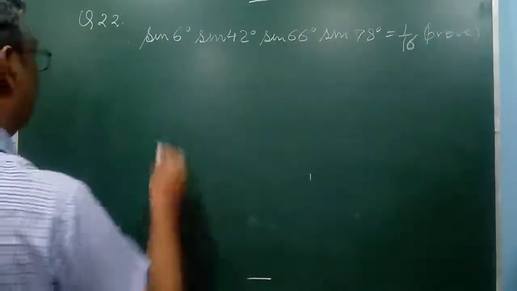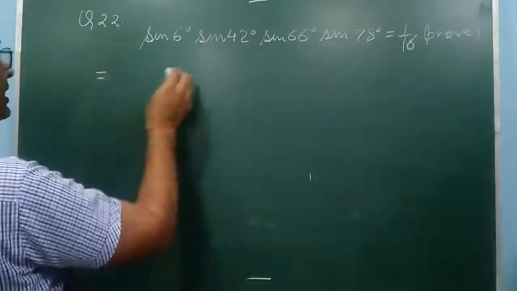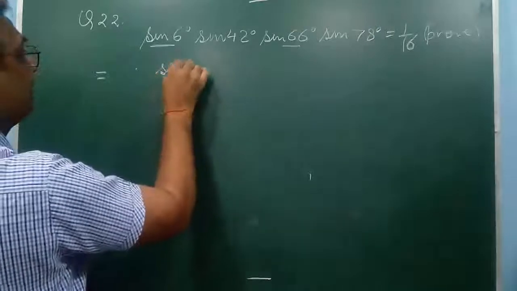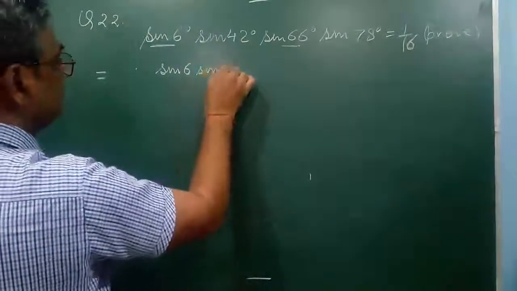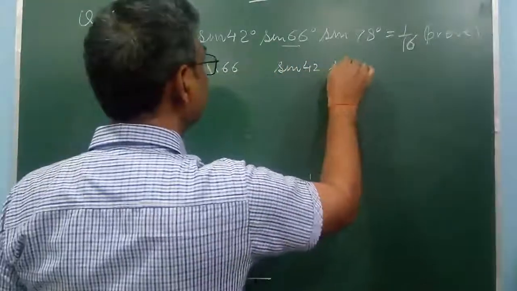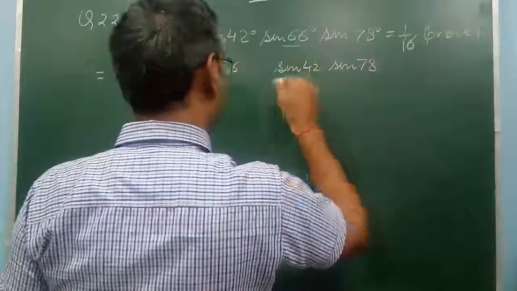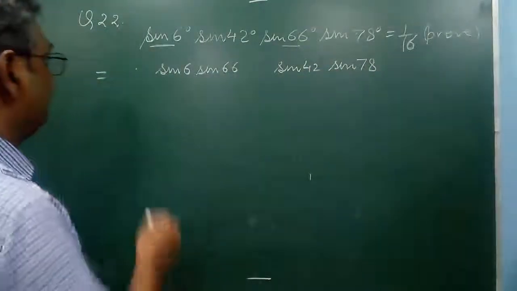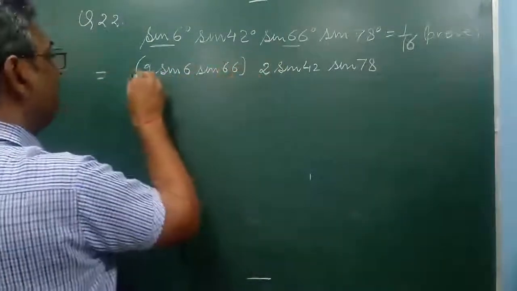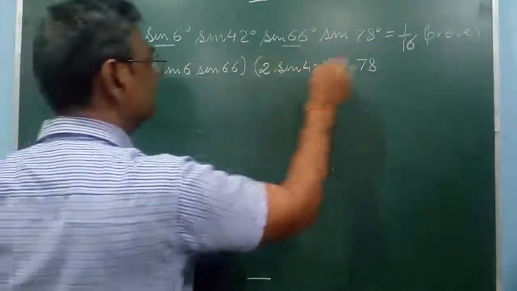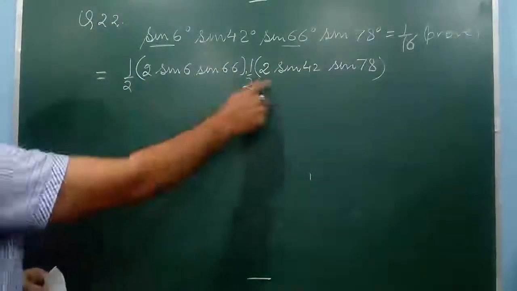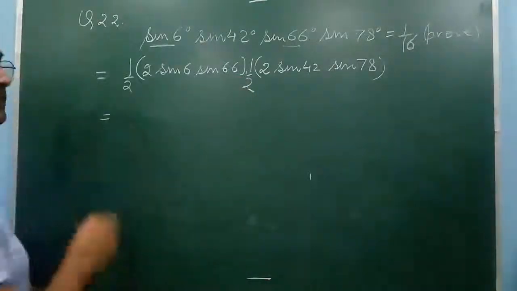Now, what we have to do here? We can take this and this together. So we have sine 6, sine 66. In the other one, we will have sine 42 and sine 78. Now, to apply the formula, we should have 2 here. Once we have 2 here, it will be 1 by 2. We have multiplied and divided by 2.